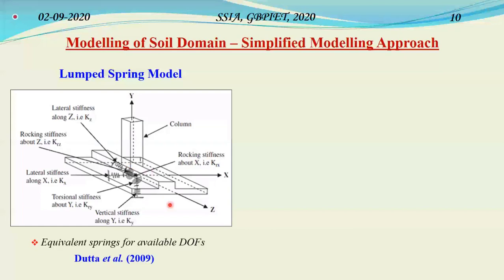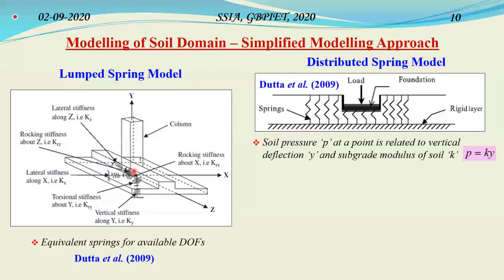Again, the properties and coefficients of these mechanical elements will be obtained from the impedance functions as discussed earlier. So we will have equivalent springs for different degrees of freedom. In this particular case, we are concentrating everything to a particular point representing a node. A better model is a distributed spring model where the foundation rests on a set of discrete springs, and when this foundation is loaded, the set of springs beneath the foundation gets deformed.